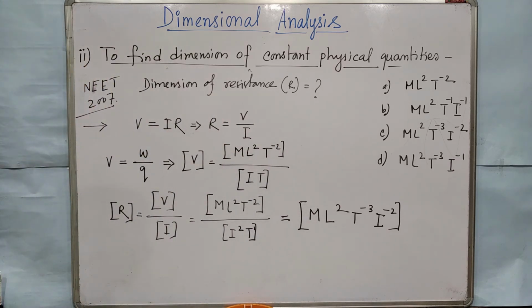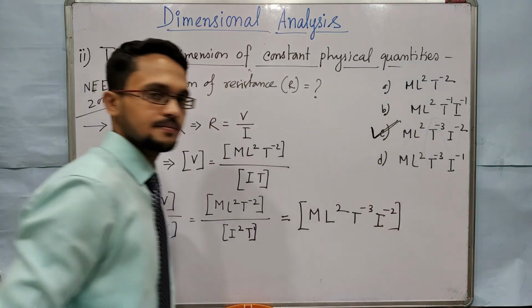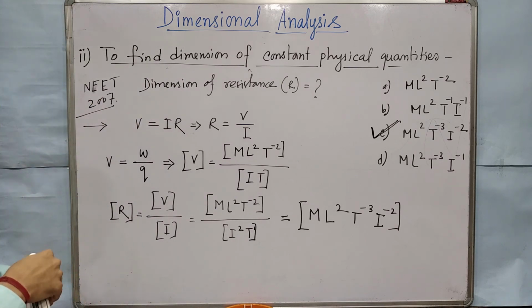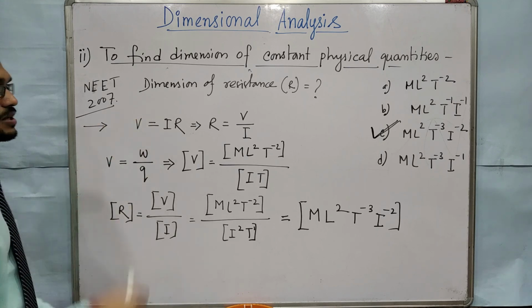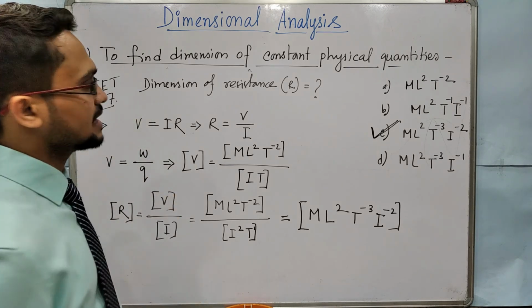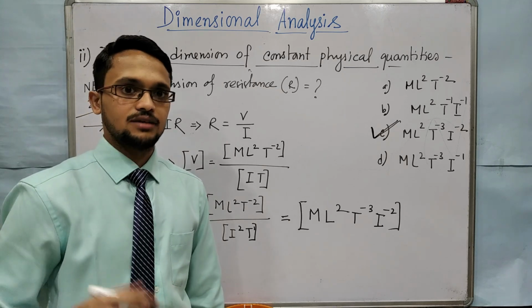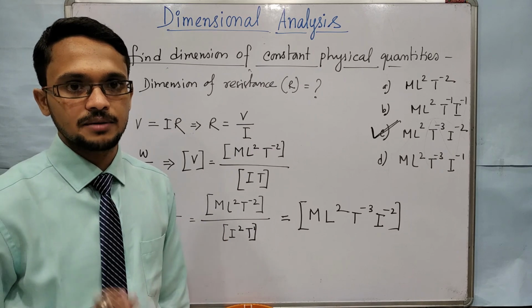So which one is correct? M L square T minus 3 I minus 2. So C is the correct option. These are different kinds of applications and a few numericals from the competitive exam NEET. These are the 2 applications. Another 2 applications are there that we will do in the next lecture. So understand this portion, everyone.